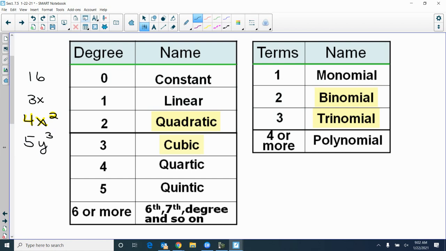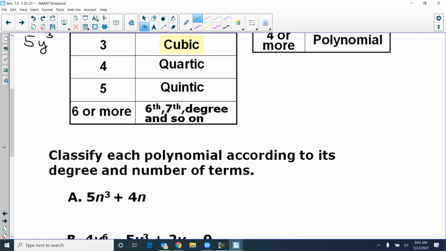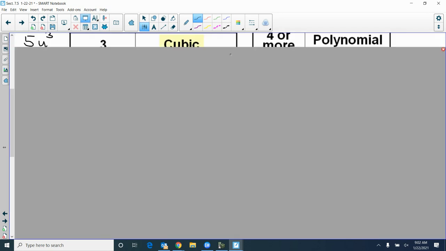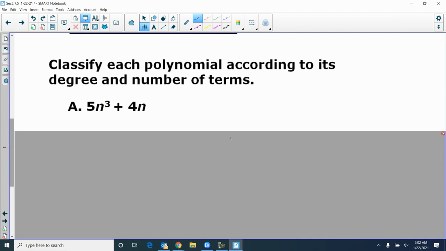So now I can give you an expression, and you gotta give me something to do with the degree and something to do with the number of terms. A word for each. Well, what degree? Go ahead and if you would, right? Oh, you got it down, don't you? 5n cubed plus 4n. What degree, Colin, would that be?